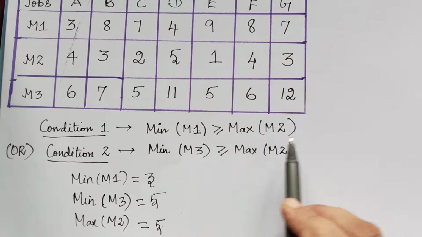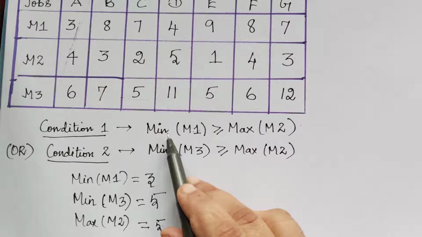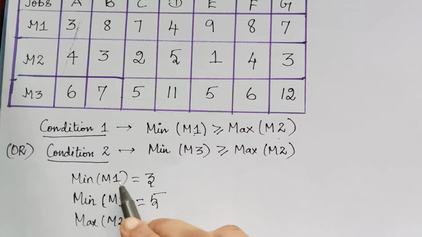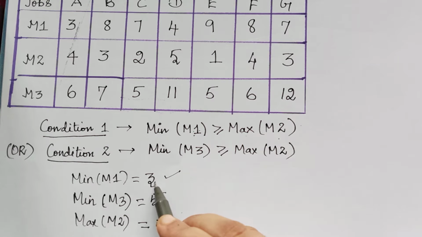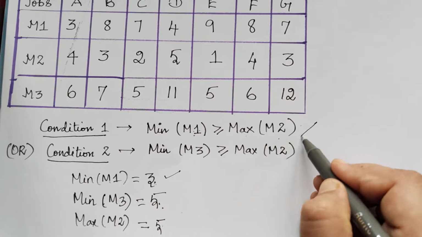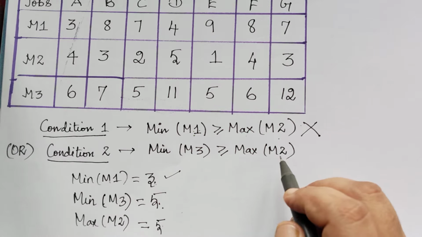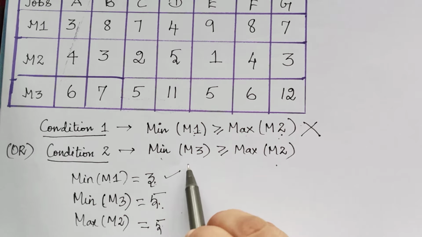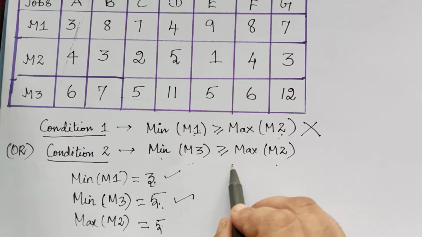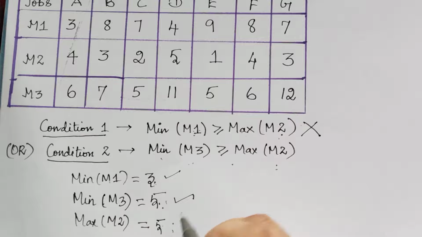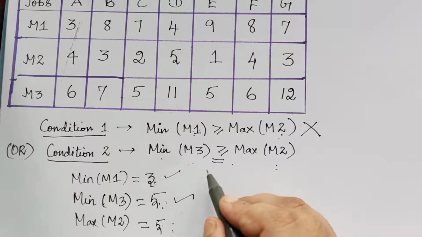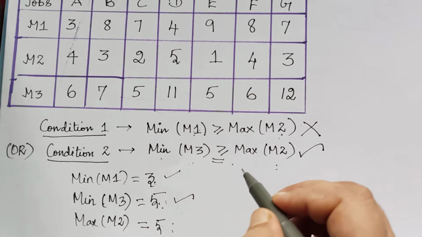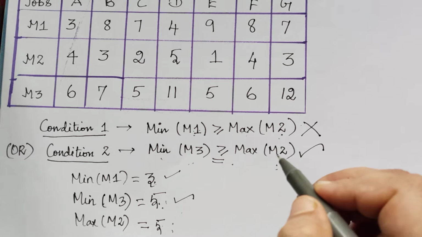So now we shall test the first condition. We have to check whether minimum of M1 is greater than or equal to maximum of M2. Minimum of M1 is 3. It is not greater than 5 and it is not equal to 5 also. The first condition is not satisfied for this problem. If this is not satisfied, we should check whether the second condition is satisfied. That is, minimum of M3 is 5 and maximum of M2 is 5. They both are equal. The condition is it should be either greater or equal. So this condition is satisfied. Therefore, we can convert this problem into a two machine problem and we can proceed to find the job sequence.